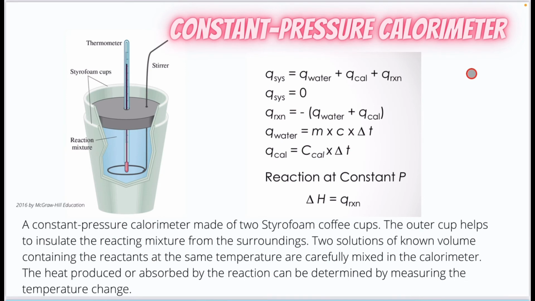Constant pressure calorimeter, so this is the image. A constant pressure calorimeter is made of two styrofoam coffee cups. The outer cup helps to insulate the reacting mixture from the surroundings. Two solutions of known volume containing the reactants at the same temperature are carefully mixed in the calorimeter. The heat produced or absorbed by the reaction can be determined by measuring the temperature change. And this is the formula.